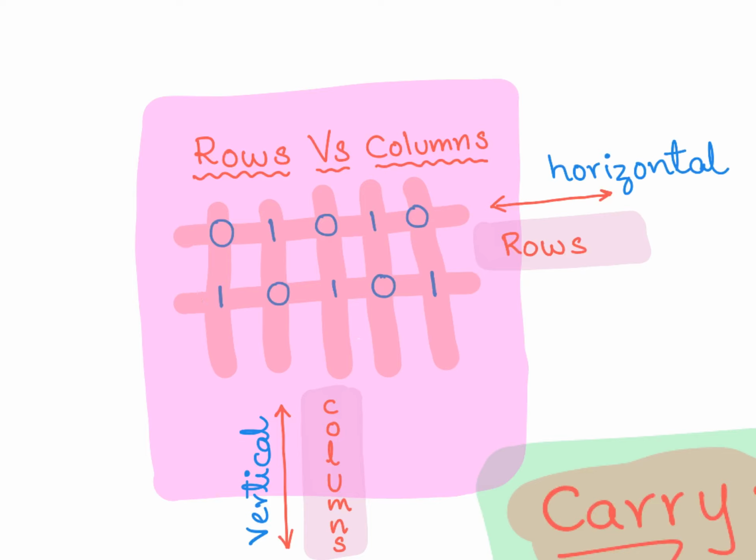In a similar way, this is row 1 and this is row 2. What does row 2 comprise of? 1 0 1 0 1. It means the horizontal arrangements are called rows, and the vertical arrangements are called columns. Now let us get back to the problem again.